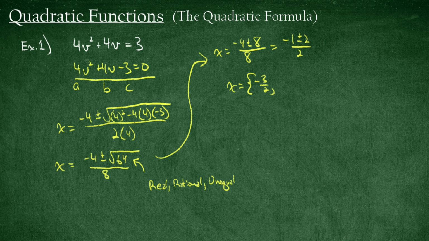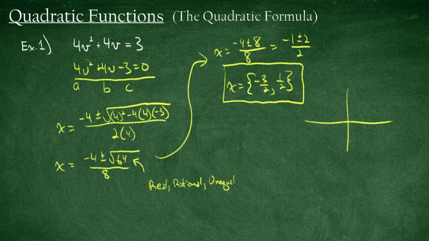Negative 1 plus 2 is positive 1, divided by 2 is positive 1/2. So there we go. We have our roots at negative 3 over 2 and negative 1/2. By the way, what does this mean? If I graph this, this is 1 and 2 and this is 1. That means at negative 1.5 and negative 1/2, we have our roots. So I don't really know what the parabola looks like, but I know it definitely crosses at those two points.